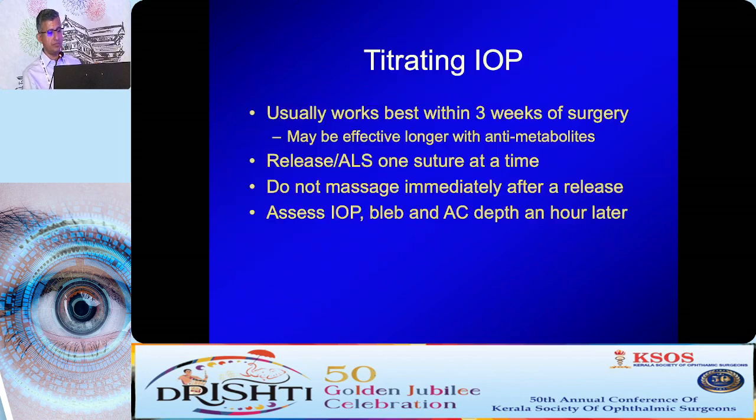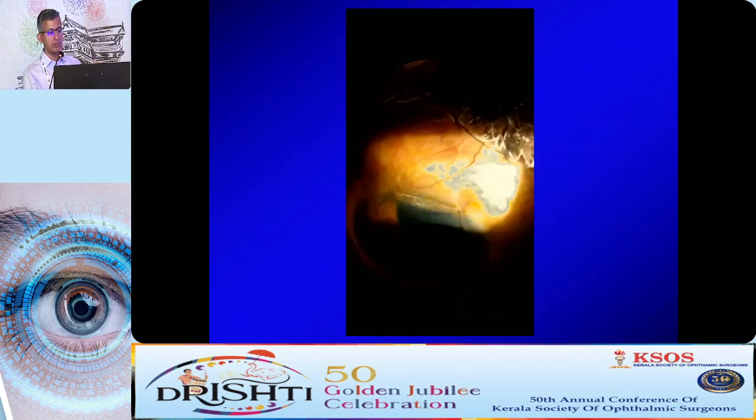So when you want to titrate the intraocular pressure, basically what you're doing with your sutures post-op, usually it's best if you do it within 3 weeks of surgery. It may be a little more effective with antimetabolites. You may be able to push it a little bit longer. But whenever you release or do anything to the suture, do it one suture at a time. Do not massage immediately after release, and assess your IOP and bleb and AC depth an hour later. So play this video, please.